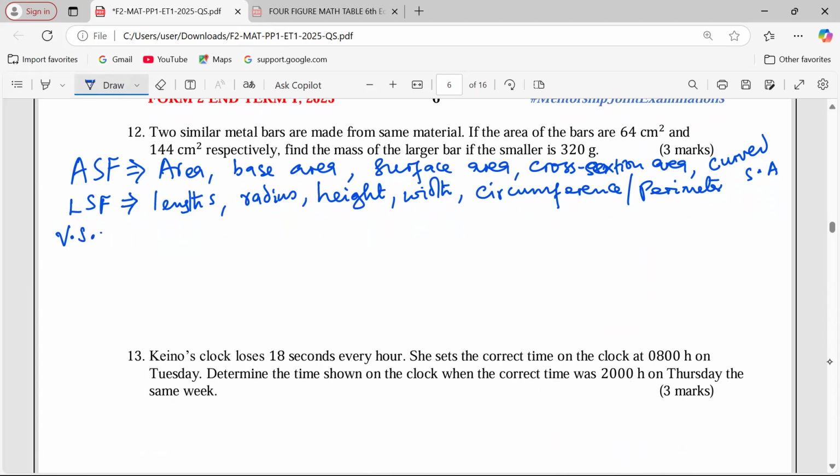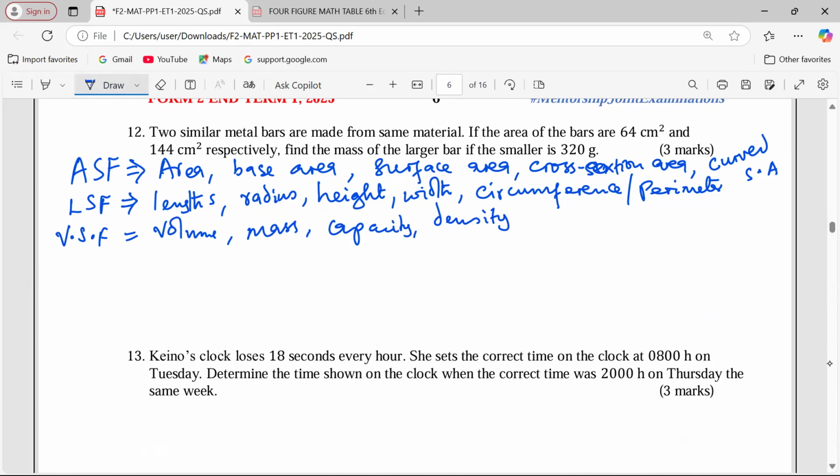Now look at this. Volume scale factor relates three-dimensional quantities, such as volume itself, mass, capacity, density. So mass is usually a three-dimensional quantity related using the volume scale factor.